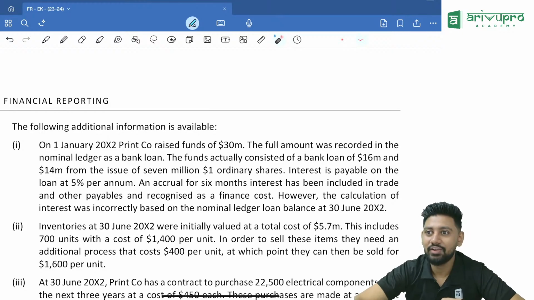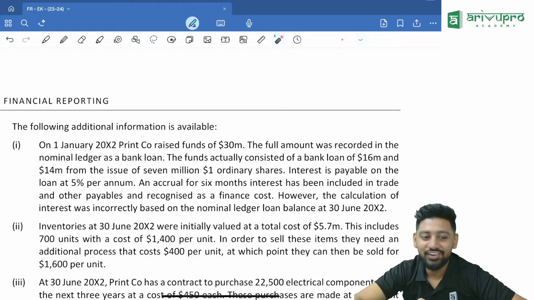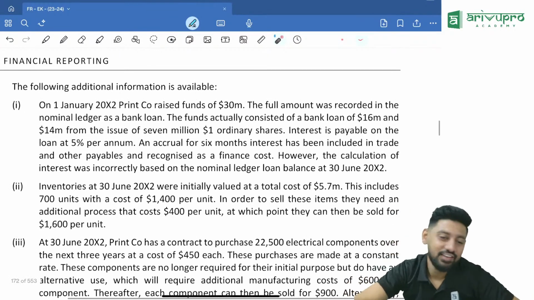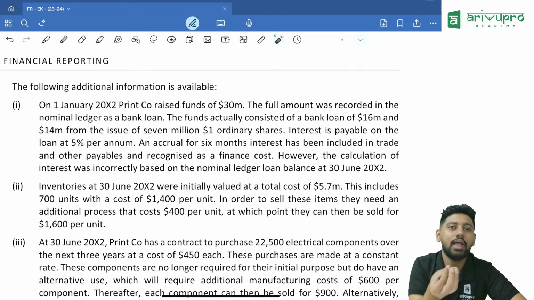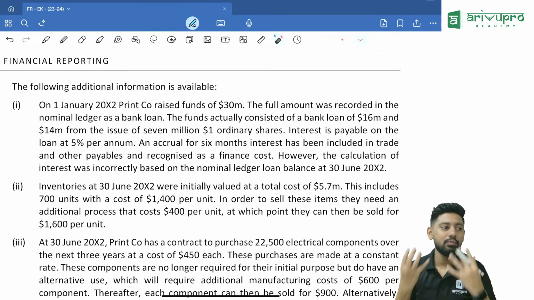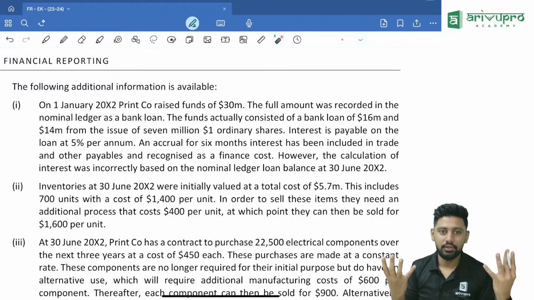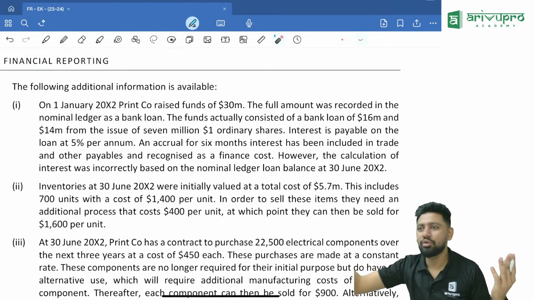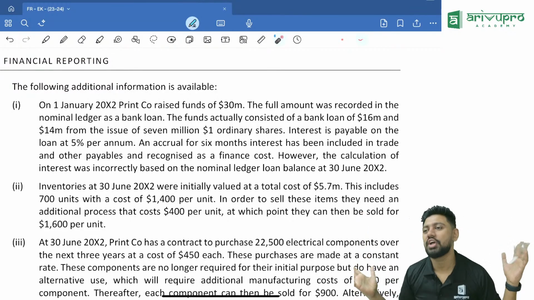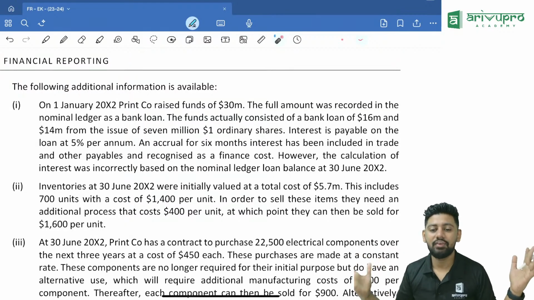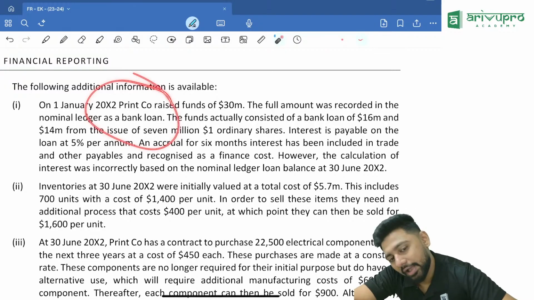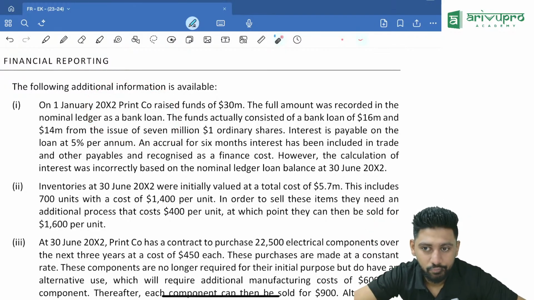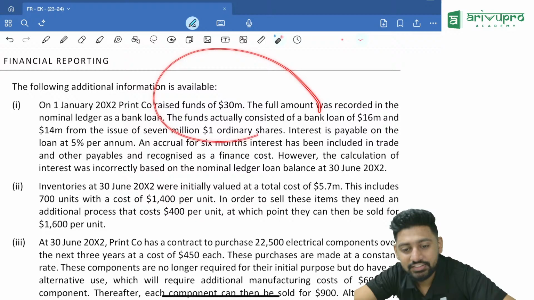So, yes, for whoever, our YouTube fans, everybody, just for y'all, on 1st of January 2012, Printco raised 30 million. The company is raising 30 million cash. Now, generally, if a company wants money, options are very simple. Number 1, go for a loan, or number 2, go to your shareholders. But here the full amount was recorded in the nominal ledger as a bank loan.